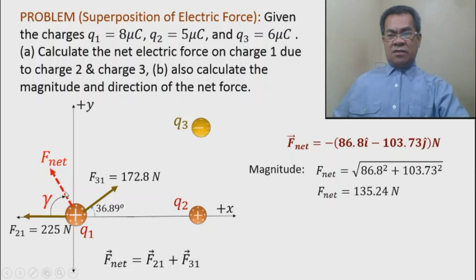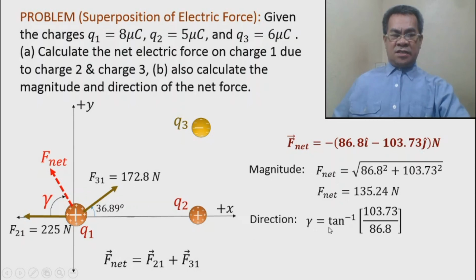So, what is this angle? From X. So, in order to have this direction, we use the tangent, arc, inverse tangent of what? The Y over X component. So, Y component of the net force, which is this one, divided by the X component of the net force, which is 86.8. So, then calculate, and the answer is 50 degrees.